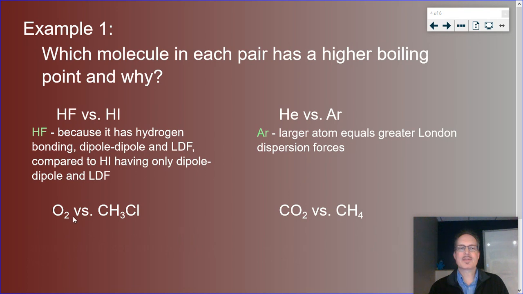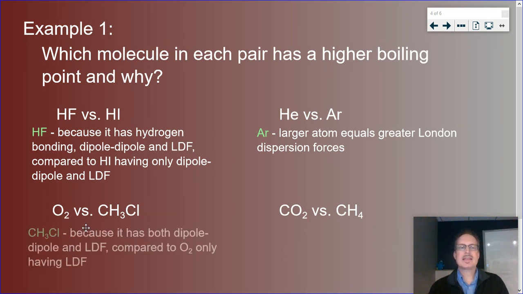Okay. Example number 3. Oxygen versus CH3Cl. In this case, CH3Cl is going to win. And again, I would think that you probably drew this one. Both of these have London dispersion forces because everything has London dispersion forces. However, where oxygen is nonpolar, CH3Cl is polar. And because it's polar, that means it has the dipole-dipole interactions. So it has 2 intermolecular forces compared to oxygen's 1. CH3Cl is going to win.